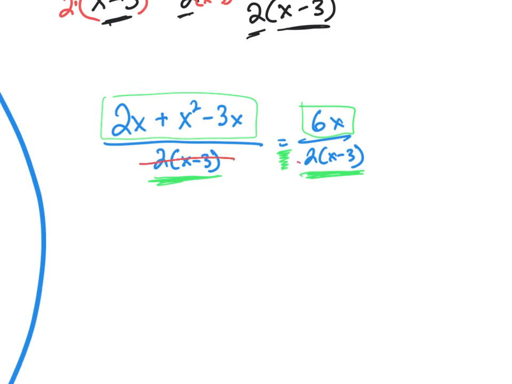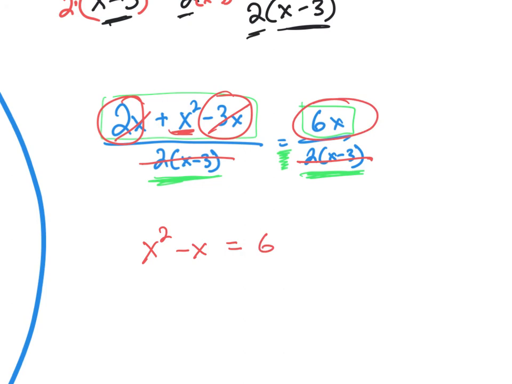Oh, okay, the bottoms are the same. Let me just ignore them. And so I got 2x. Oh, actually, let's put these x's together as I write this stuff. So here I go. Let me put these two together here. So I'm going to get x squared, and then 2x minus 3x is minus x, has to be equal to the other side of the equation, 6x.